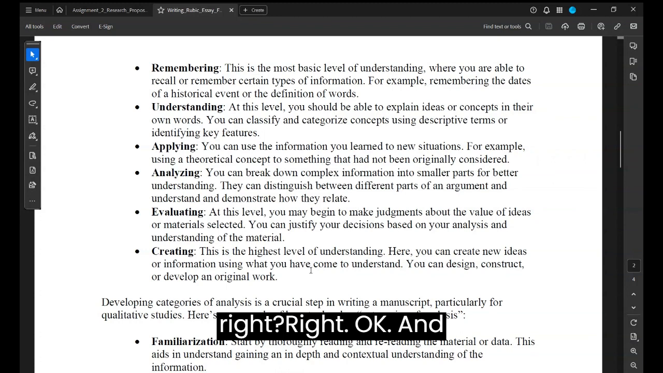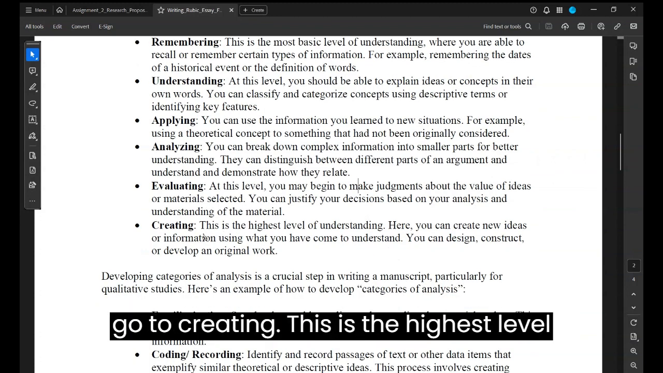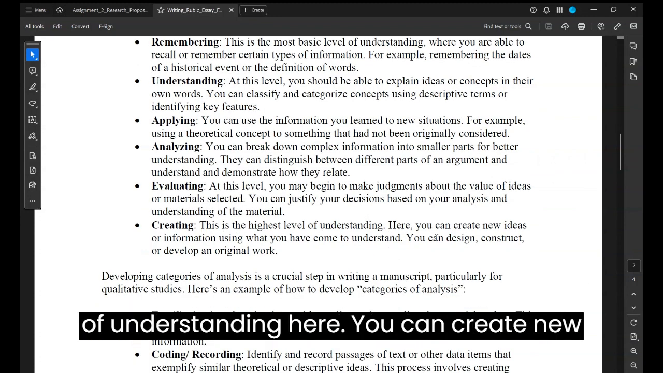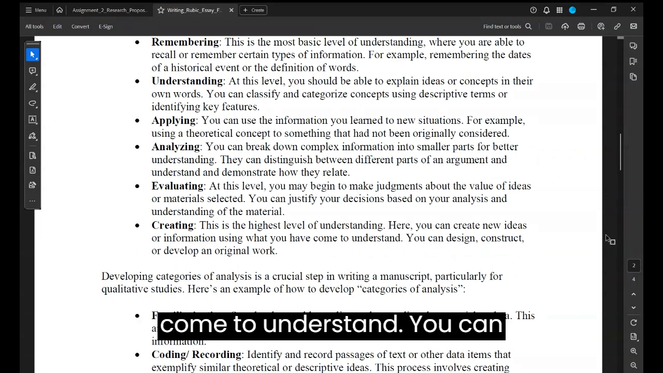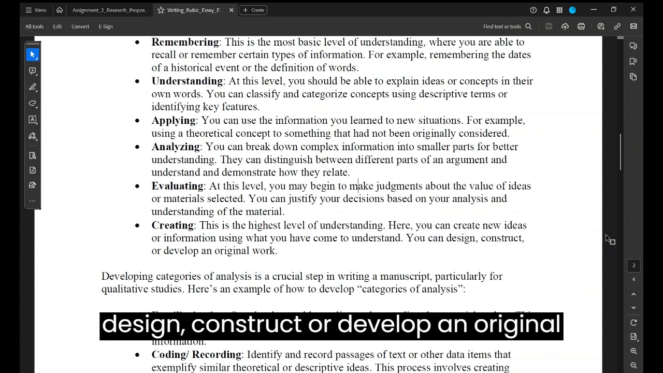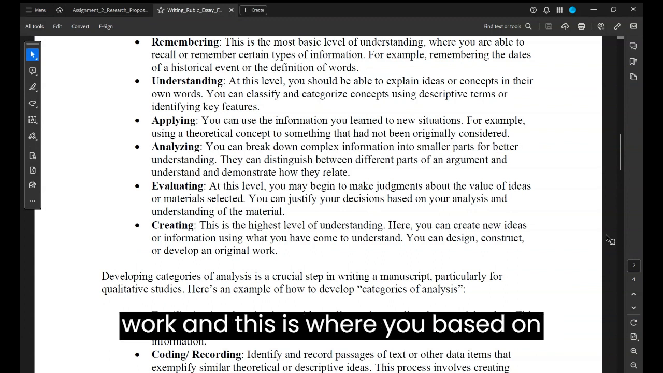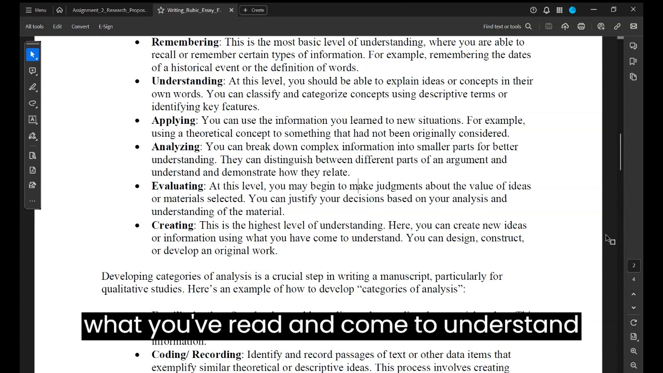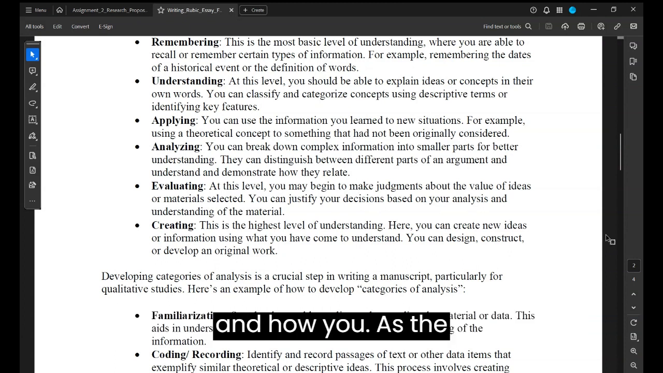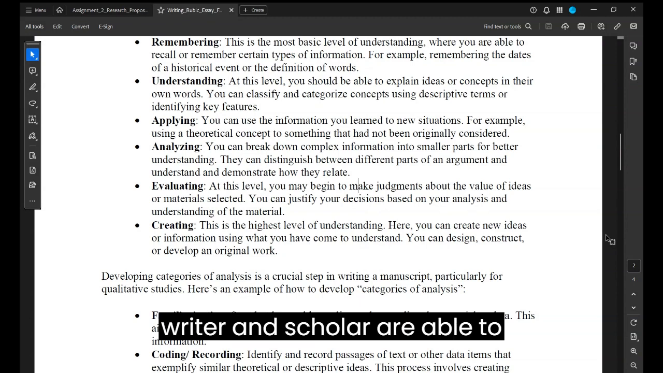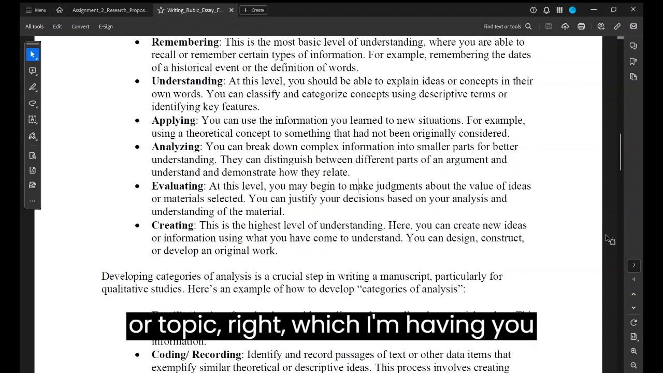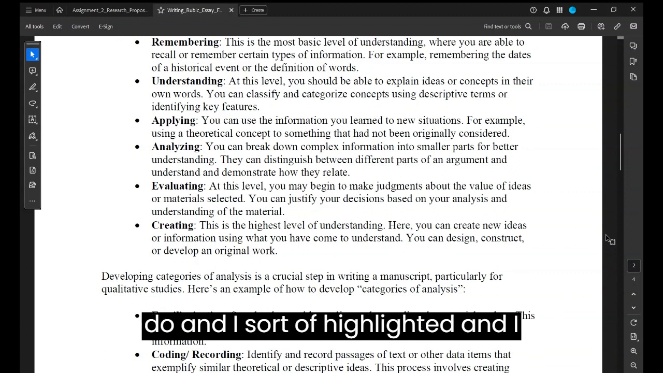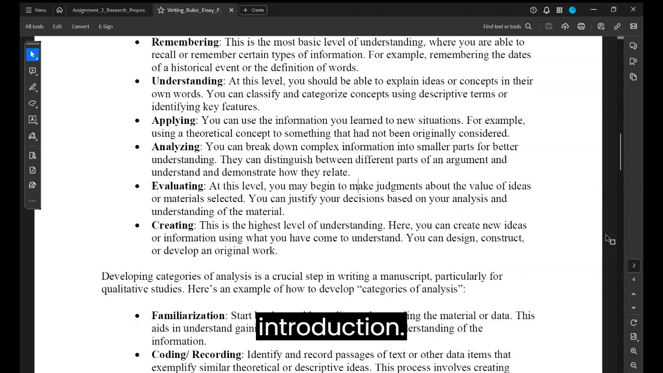Okay. And then from evaluating, then you're going to go to creating. This is the highest level of understanding. Here you can create new ideas or information using what you have come to understand. You can design, construct, or develop an original work. And this is where you, based on what you've read and come to understand, and how you, as the writer and scholar, are able to add to the understanding of that issue or topic, right? Which I'm having you do, and I sort of highlighted, I believe, if I remember correctly, in the introduction.